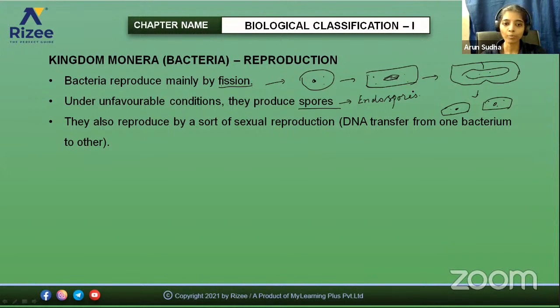They also reproduce by a sort of sexual reproduction, that is, the DNA is transferred from one bacterium to the other. Sexual reproduction generally involves two parents. Here the transfer happens by many modes like transformation and transduction. That we'll see in detail under the cell chapter about bacteria.